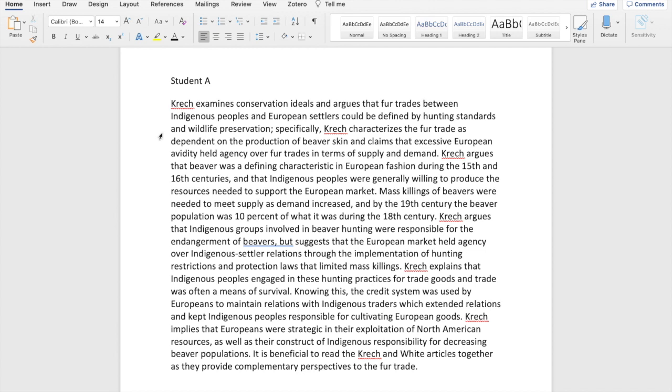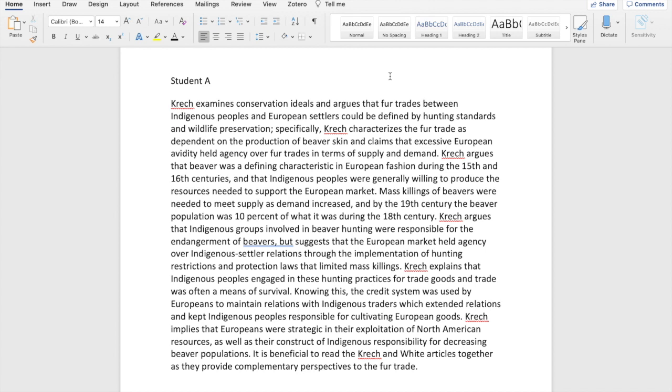Nice opening sentence, a little bit long and a little bit confusing, just a tiny bit, but still getting at general points. Kretsch examines conservation ideals and argues that fur trades between indigenous peoples and European settlers could be defined by hunting standards and wildlife preservation. Specifically, and that's kind of a nice transition. I'm not sure why the semicolon, but a tiny detail. Specifically, Kretsch characterizes the fur trade as dependent on the production of beaver skins and claims that excessive European avidity, nice word, held agency over fur trades in terms of supply and demand.